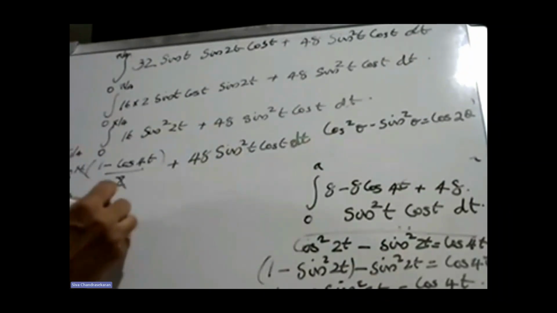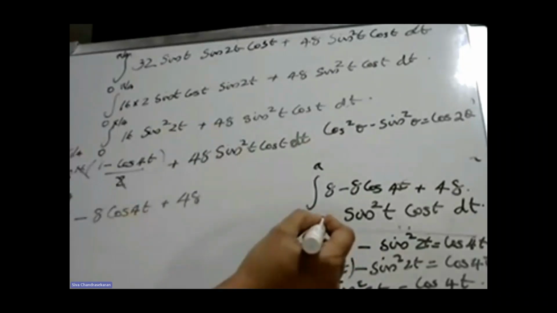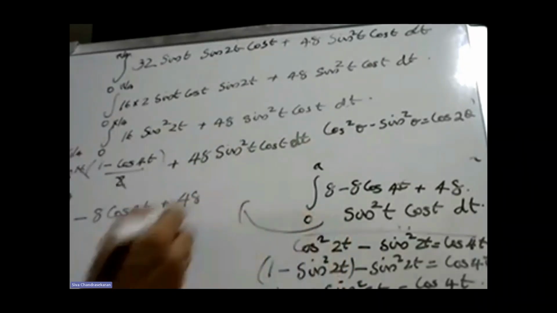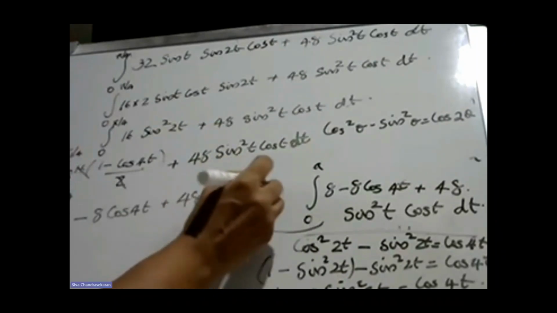When I multiply this, I'll get the integral from 0 to pi over 4 of 8 minus 8 cos 4t plus 48 the rest. If I compare this to the given form, I've reached almost the answer. The difference is that I have to take a is equal to pi over 4.